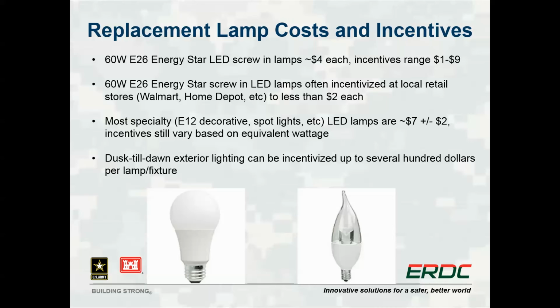Standard LED lamps that qualify for the utility program cost about $4 each, while the incentives can range between $1 and $9 per lamp. This range depends on the region and the lamp technology that is being replaced. Further, these LED lamps are often directly incentivized at local retail stores such as Walmart and Home Depot, and cost less than $2 a lamp during these programs. The incentive programs also cover decorative lighting, spot lighting, and exterior lighting.